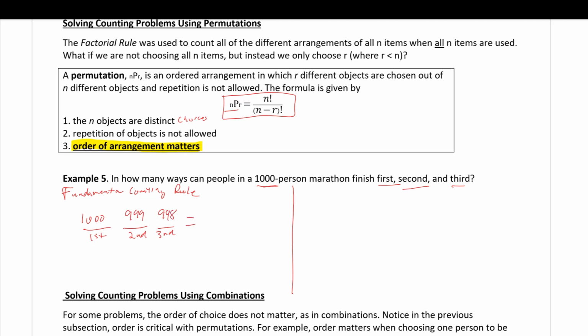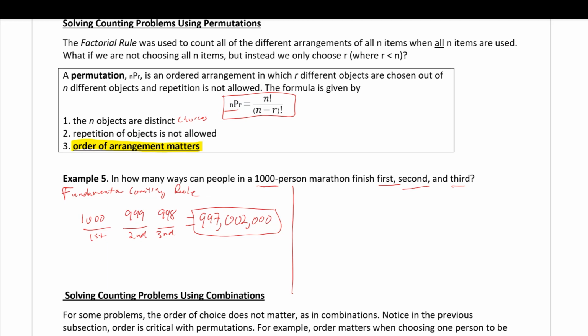And that is actually your answer here. Okay, 1,000 times 999 times 998 equals, oh, big number, 997,002,000. There's that many different, what we call permutations of first, second, and third.